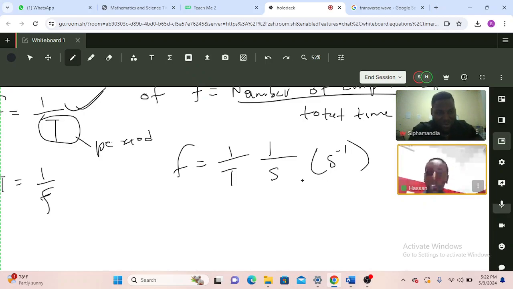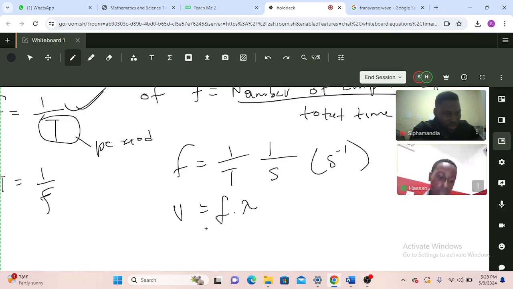The wavelength, actually we are talking about the distance, right? So the wavelength is in meters. The unit for wavelength is meters. So the speed would be equal to the frequency times the wavelength.